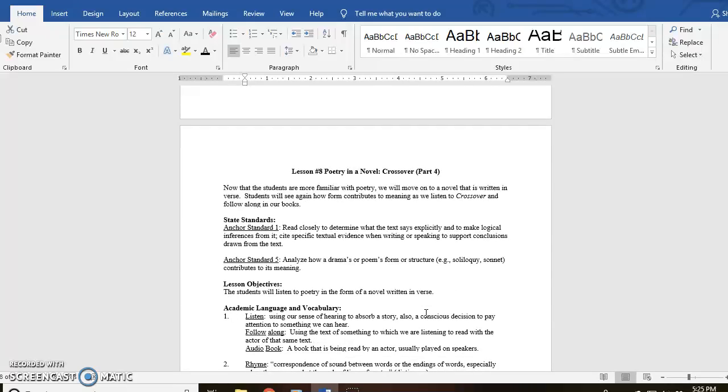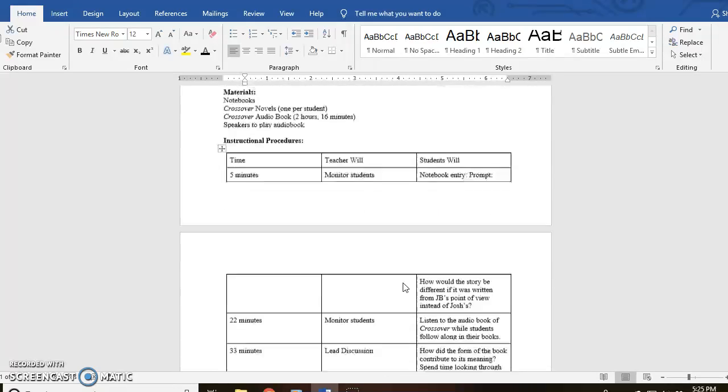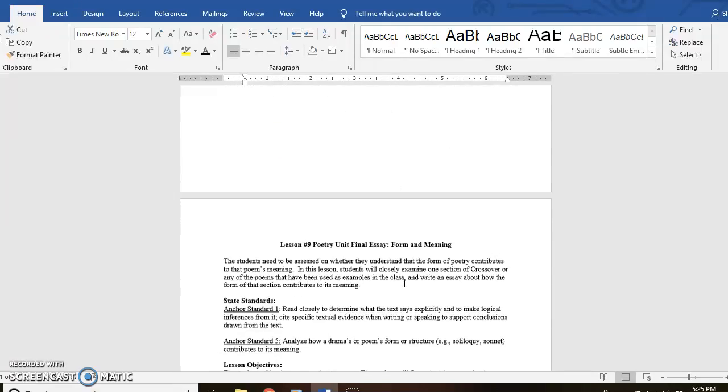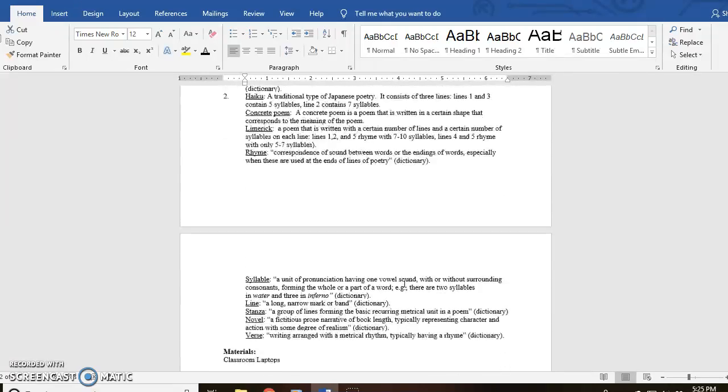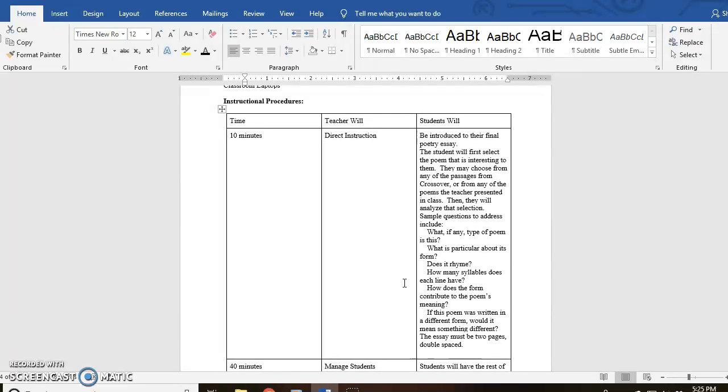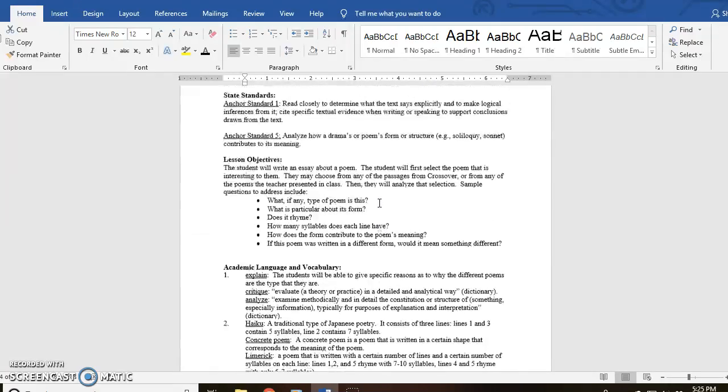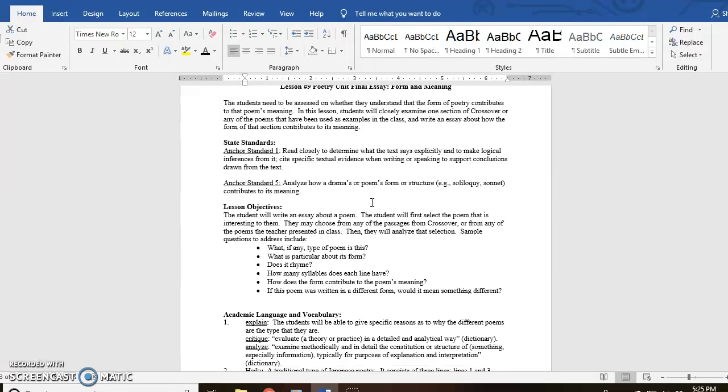So then by the end, on the last lesson, I will introduce their final poetry essay. So the student will write an essay about a poem. The student will first select the poem that is interesting to them. They can choose from any of the passages of Crossover or any of the poems that the teacher presented in class, and then they'll analyze that selection.